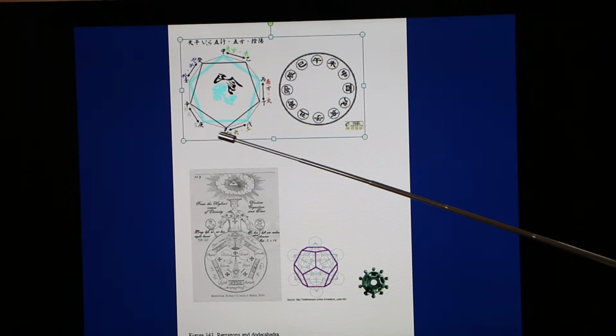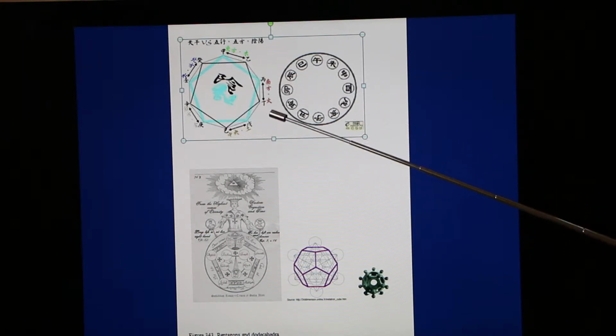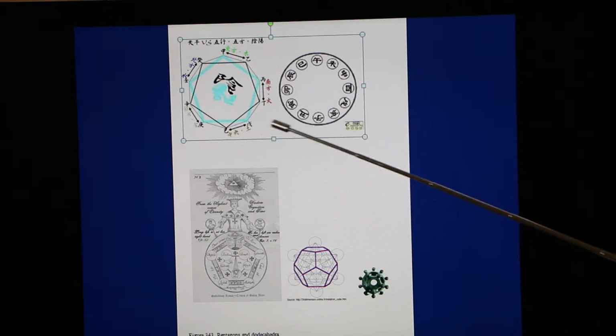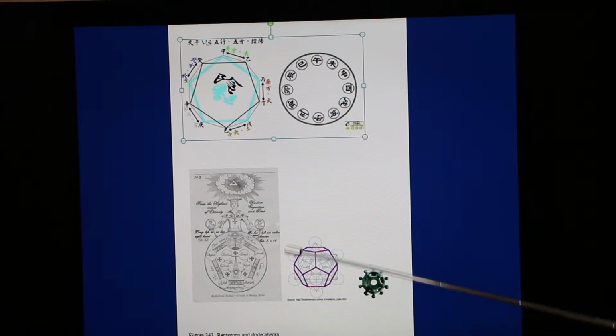The Chinese then take 2 of these pentagons and put them together to create a decagon. And here you see an alchemical version of that. And then here is a variant that creates a dodecahedron, and that then gets made physically as a symbol of the universe.